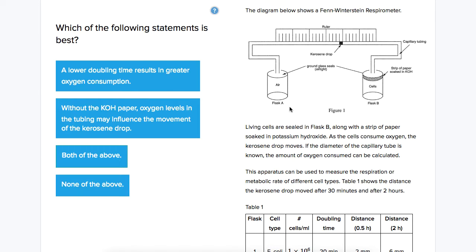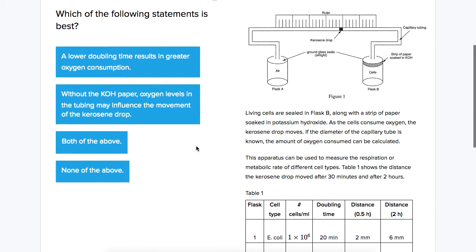of that paper being there having some effect on the oxygen levels in the tubing, because that paper is between the cells consuming oxygen and the kerosene drop in the tubing. We don't know, but it's a hypothetical, and we have this word may influence. So we're probably safe to say that if we changed that experiment, this effect might change. It's not something we would want to be certain in saying it wouldn't happen. So I'm going to go ahead and choose both of the above as my answer choice here.